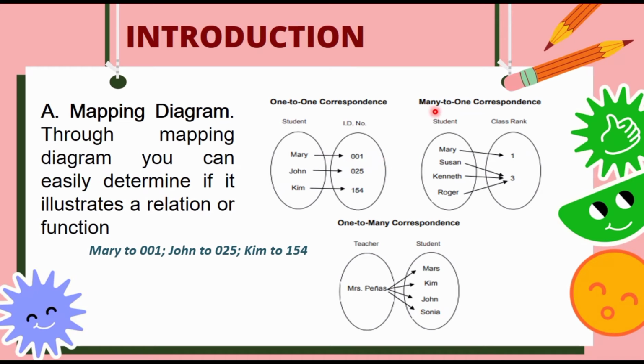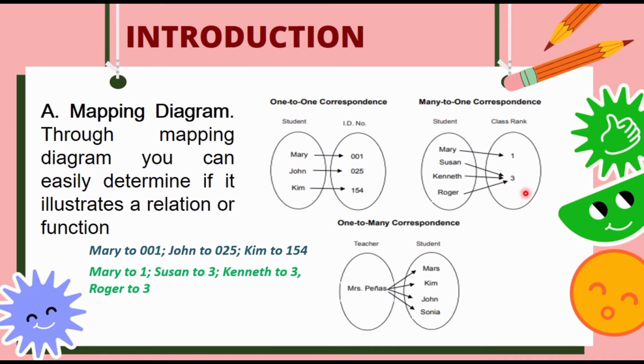Okay, how about many-to-one correspondence? Let us analyze student to class rank. We have Mary to 1, Susan to 3, Kenneth to 3, and Roger to 3. So that is our representation. As you can see, many-to-one correspondence is also a function. Why a function? Because every element in our domain corresponds to an element in our range.